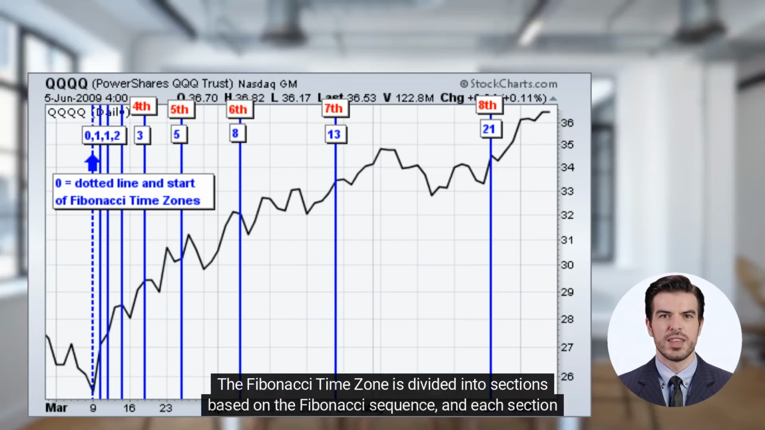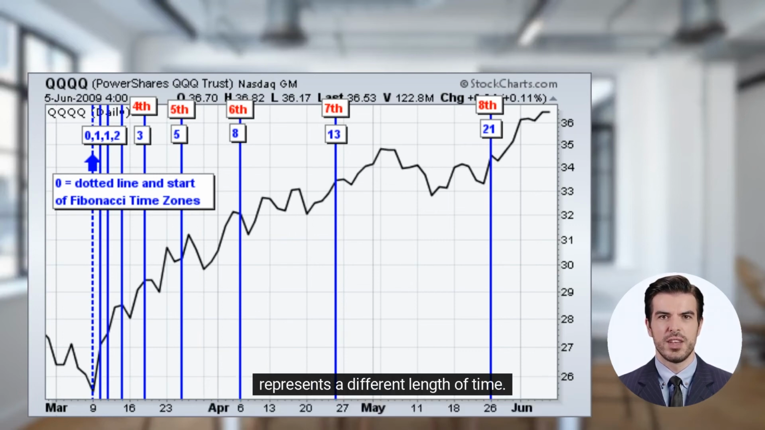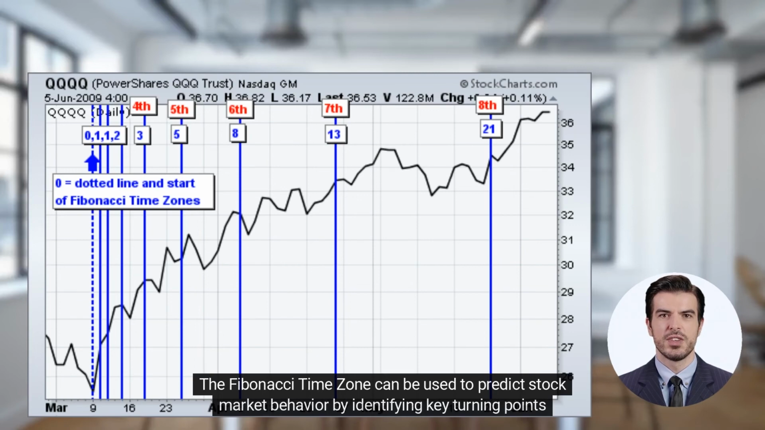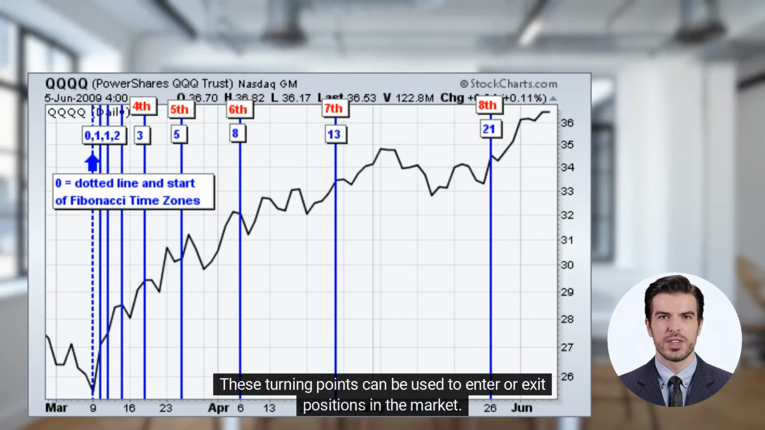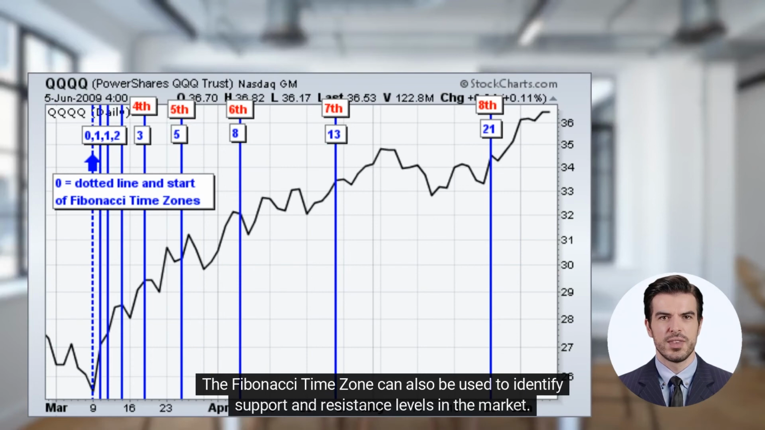The Fibonacci time zone is divided into sections based on the Fibonacci sequence, and each section represents a different length of time. The Fibonacci time zone can be used to predict stock market behavior by identifying key turning points in the market. These turning points can be used to enter or exit positions in the market. The Fibonacci time zone can also be used to identify support and resistance levels in the market.